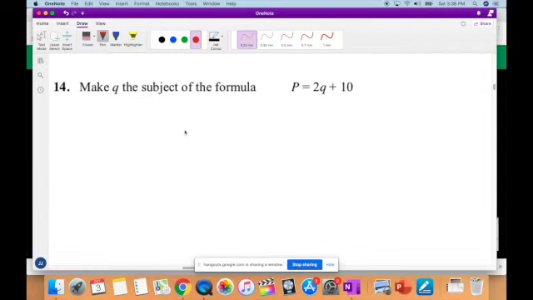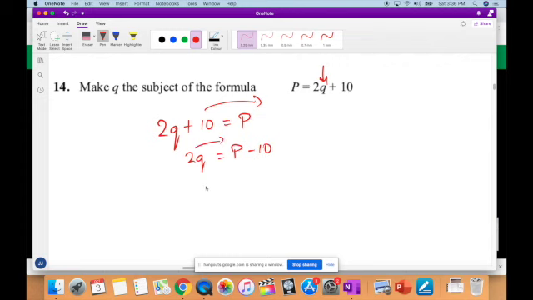Make Q the subject of the formula. 2Q plus 10 is equal to P. So 10, we'll throw the 10 across. 2Q is equal to P minus 10. And then we'll throw the 2 across. So it's P minus 10 divided by 2.